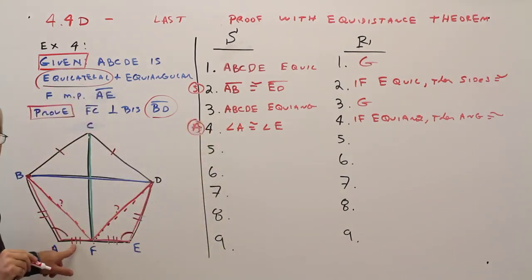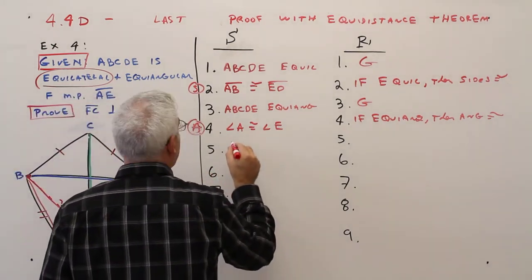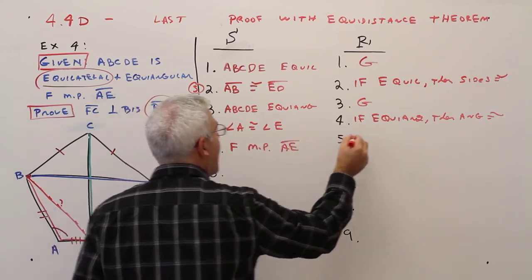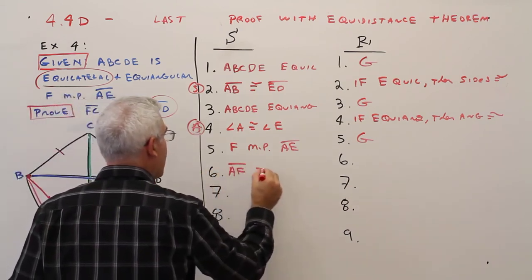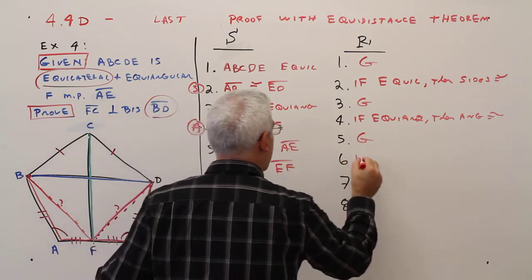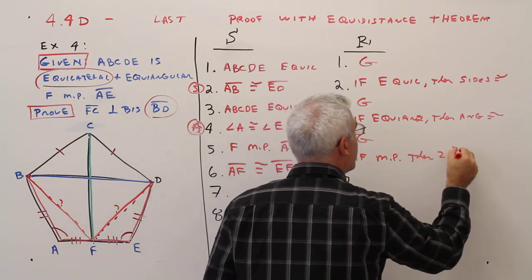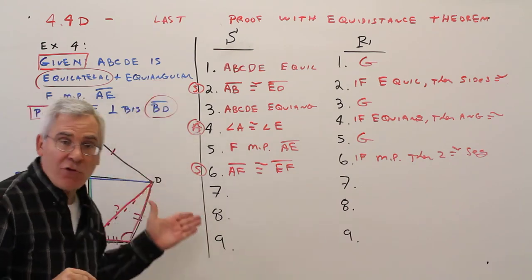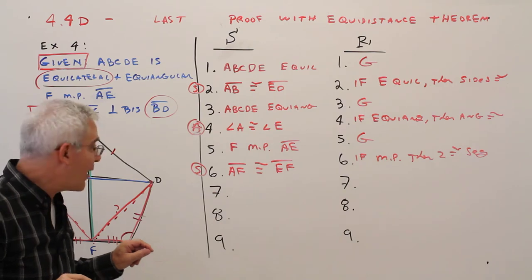And then for that side, I'll go with the midpoint and then get the two congruences. F is the midpoint of AE, given. Then I'll go AF is congruent to EF, if midpoint, then two congruent segments. So I now have my triangles congruent by SAS. I can get those equidistant points that I cared about.